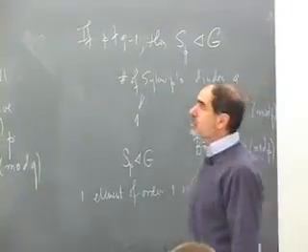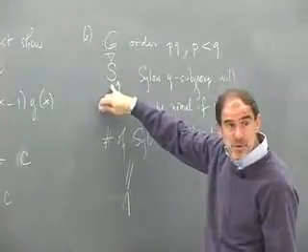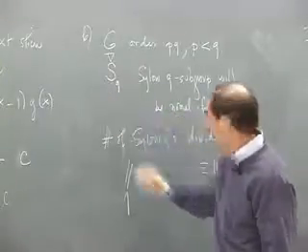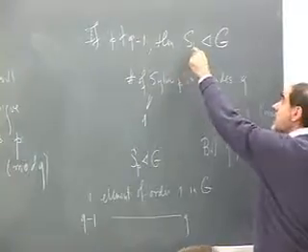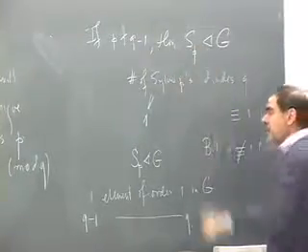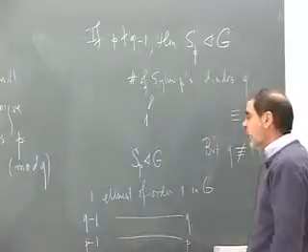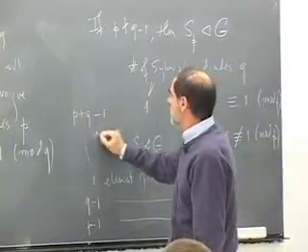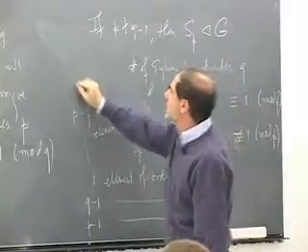How many elements are there of order q? Well, any element of order q generates a Sylow q subgroup. There's a unique Sylow q subgroup, right? So there are exactly q minus 1 elements of order q in this group. Any element of order p generates a Sylow p subgroup. But in this case, there's a unique Sylow p subgroup. So there are p minus 1 elements of order p. So the total number of elements we've accounted for is p plus q minus 1 elements of G. But the total number of elements in G is pq.